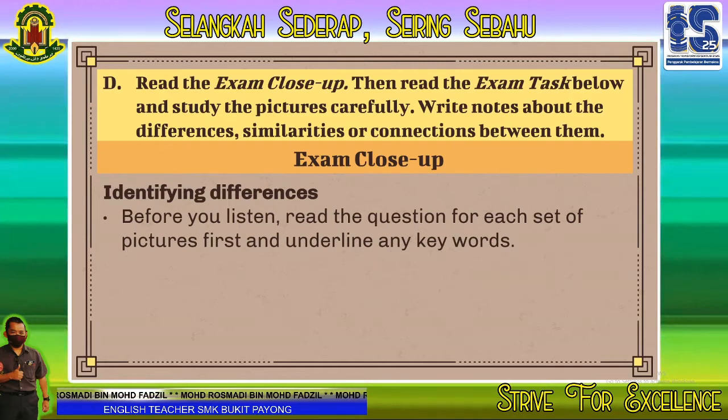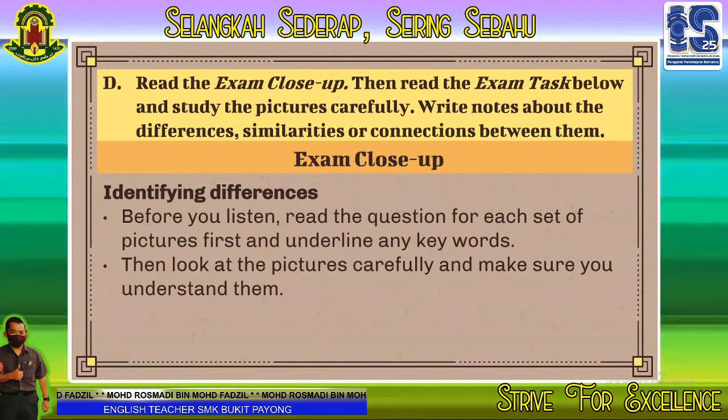Normally in listening exam or activity, okay, students are allowed to read the questions first. Kita baca dulu, pelajar dikendaki atau diberi masa untuk baca dulu soalan. And then if you have pictures like in our textbook, tengok gambar tu, and if possible try to underline any keywords. Okay, kalau ada kata kunci, underline. And then look at the pictures carefully and make sure you understand them.